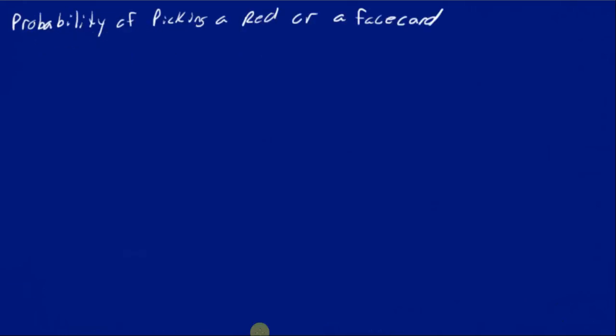Okay, so the problems that we're going to do today are going to involve or, not and. And implies that we're picking 2 cards, either with replacement or without replacement, or spinning a spinner 2 times or something like that. It's two events occurring. The probability of picking a red or a face card is really just one draw. So we're not going to be using the multiplication rule for this. We're going to be using the addition rule. So whenever it's an or, you're going to be using the addition rule for probability.